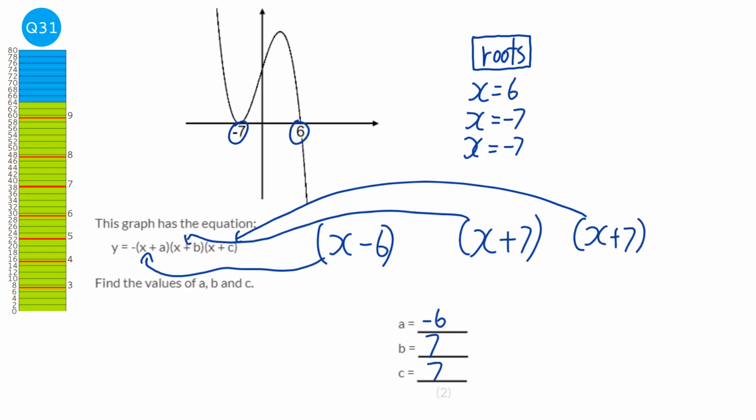Now, you might ask the question, how do you know which is a, which is b, which is c? Actually, it doesn't matter. We could put a at -6 and b at 7 and c at 7, or any order. As long as one of these is -6 and two of these are 7, you'll always get the right answer.